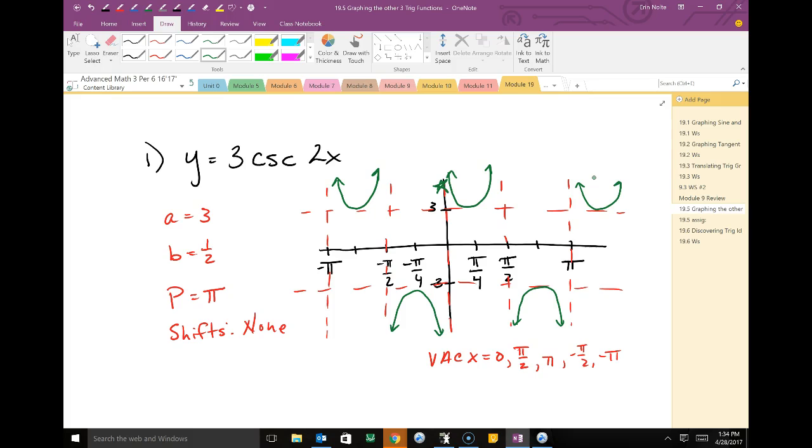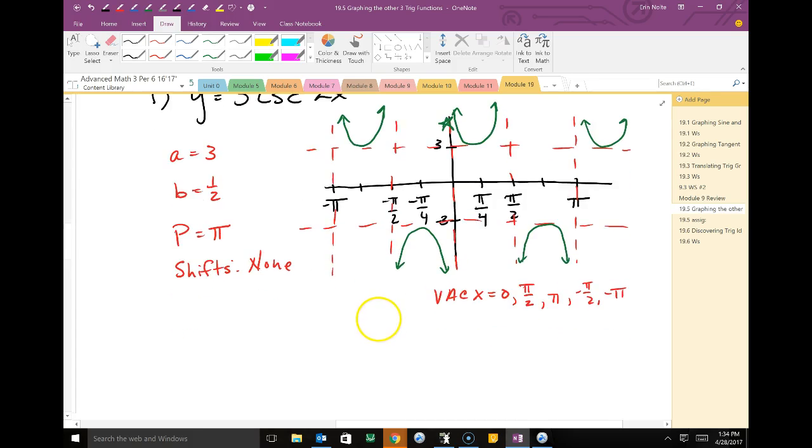We're not going to list any points or anything like that. We could go as far as listing those mins and max points, but I'm just going to be okay with this information for now. Awesome? Okay, let's do one with a shift and then we'll call it good.